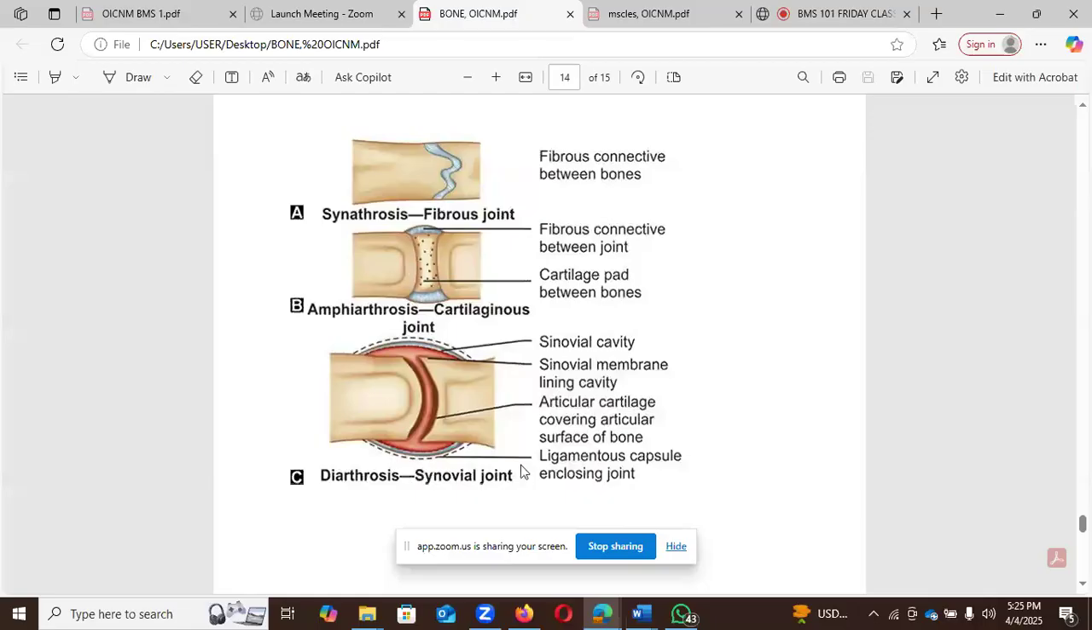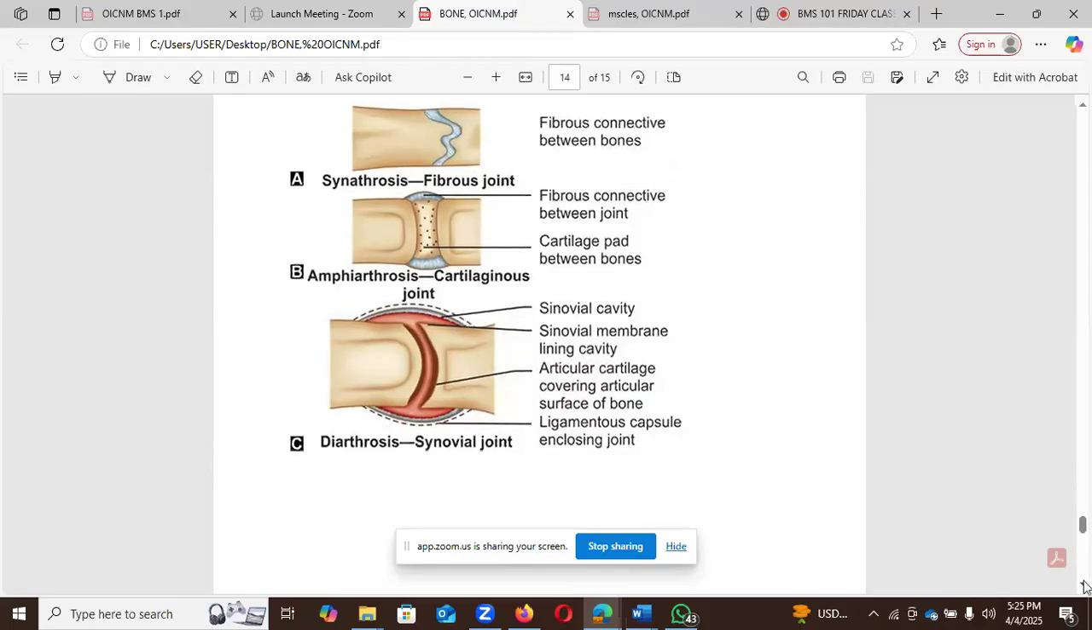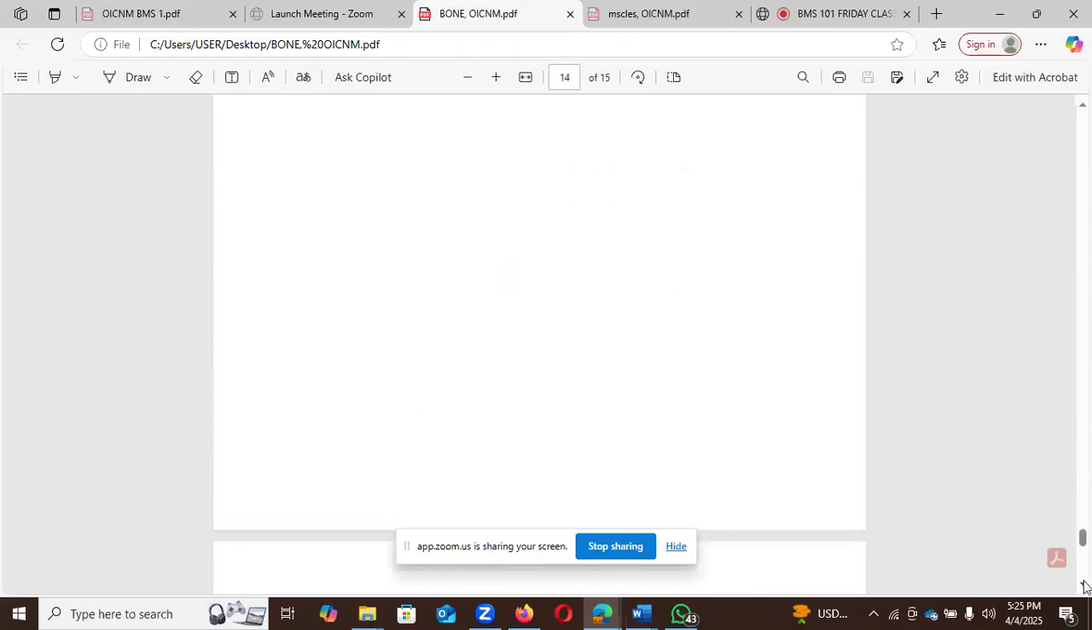These are the ligaments that bind the bones together. I say ligaments connect bone to bone, while tendons connect muscle to bone. You will still see the diagram, maybe when we are discussing muscle.